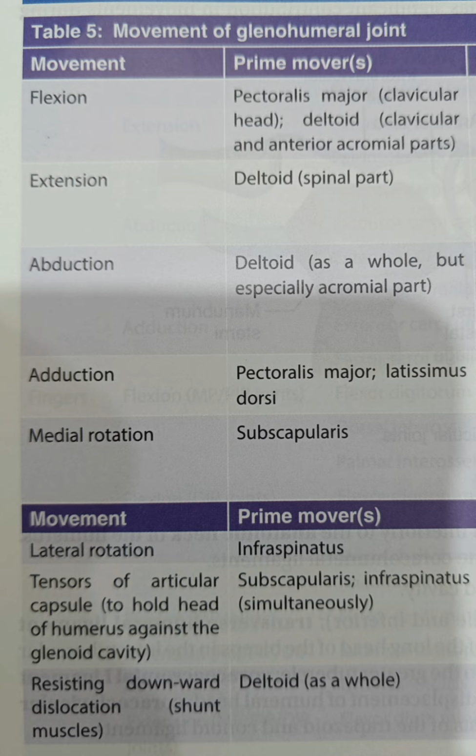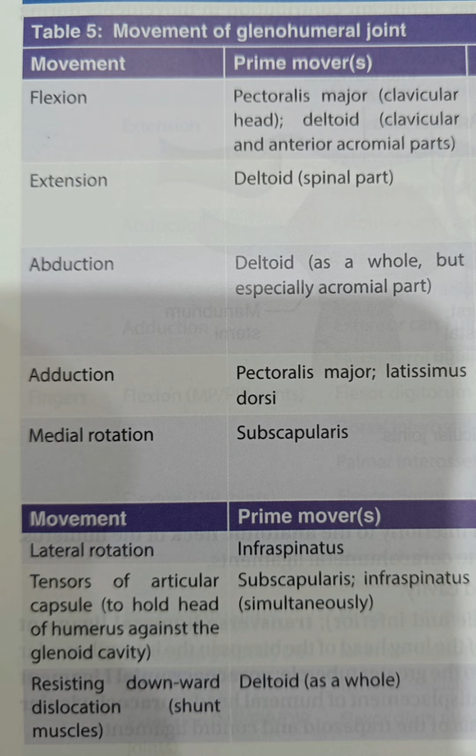Remember, for the medial rotation, subscapularis muscle. For the lateral rotation, infraspinatus muscle is there. Tensors of articular capsule are important to hold head of the humerus against the glenoid cavity. Okay, so the subscapularis and infraspinatus both important. For resistance to the downward dislocation, the short muscle deltoid is very important.